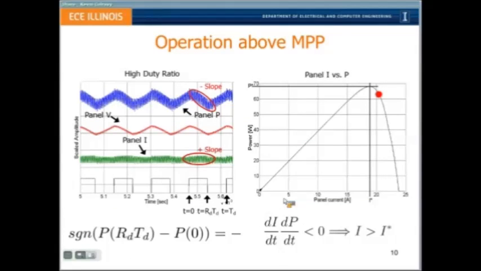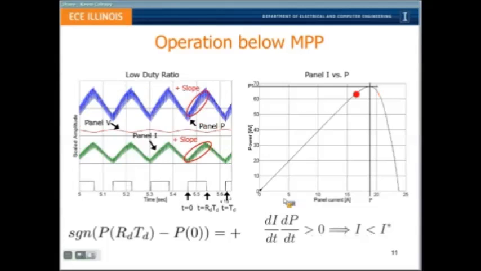Here we have some plots of operation above MPP. So there's two ways to look at this problem. The microprocessor sees it as a difference in power at the beginning and the midpoint of the dithering cycle. In this case, we see this product is negative, showing us that we need to decrement our duty ratio. If we look at that from the IP curve, we see that the product of this slope and this slope are negative, again confirming that we're operating at some I that's higher than the optimal value.